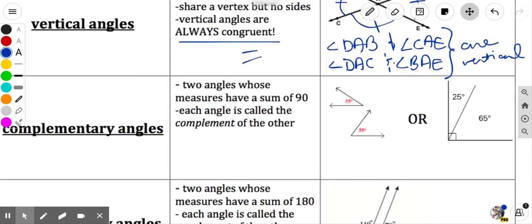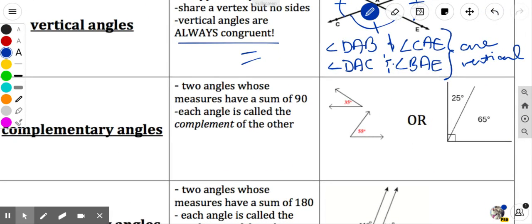Okay, next is complementary angles. Complementary angles are angles that have a sum of 90 degrees. So they add to 90. They don't have to be next to each other. They don't have to be adjacent. This is what they would look like if they were adjacent, and this is what they look like if they're not adjacent. They don't have to be adjacent in order to be complementary. They just have to add to 90. One angle is called the complement of the other. So if I asked you, what's the complement of a 40-degree angle? You would say it's a 50-degree angle because 90 minus 40 is 50.